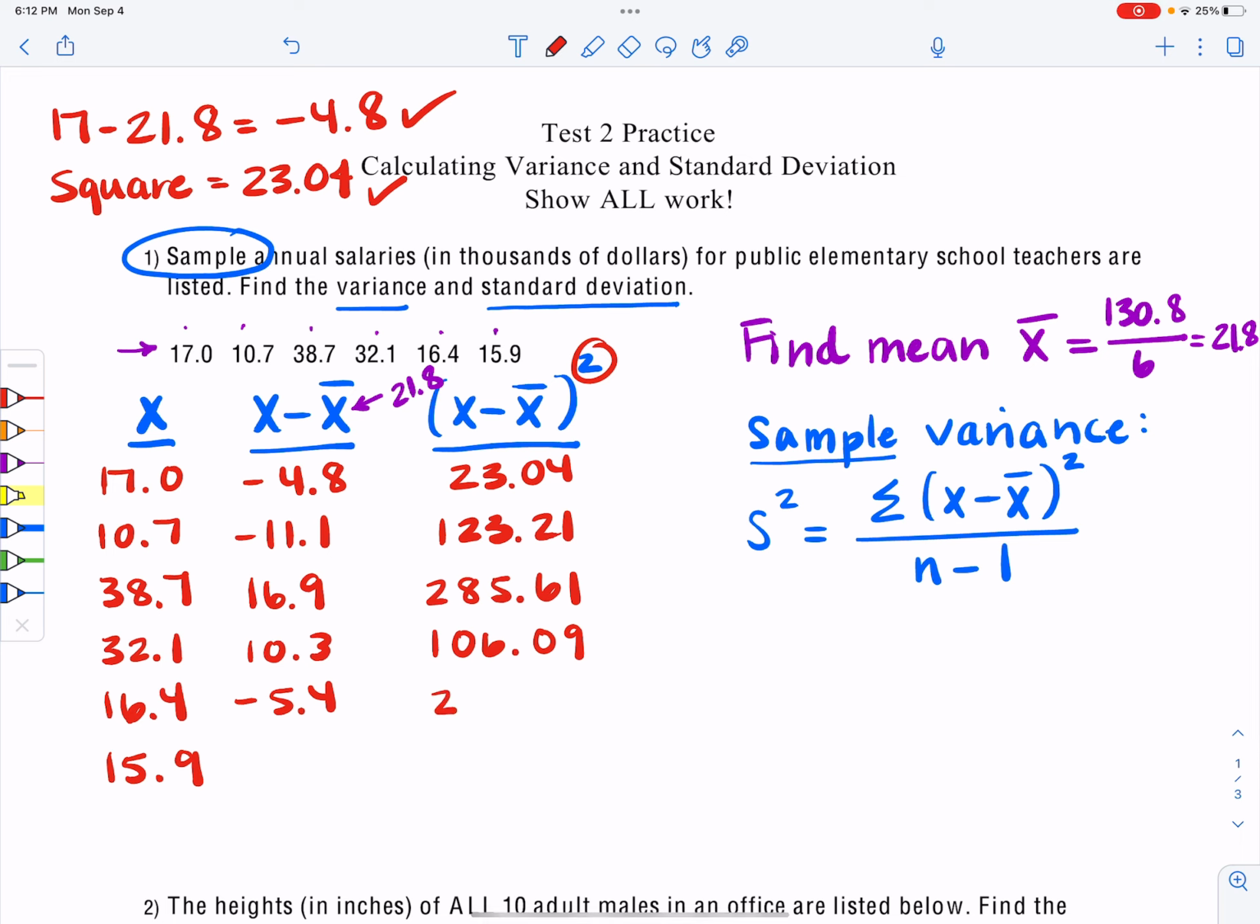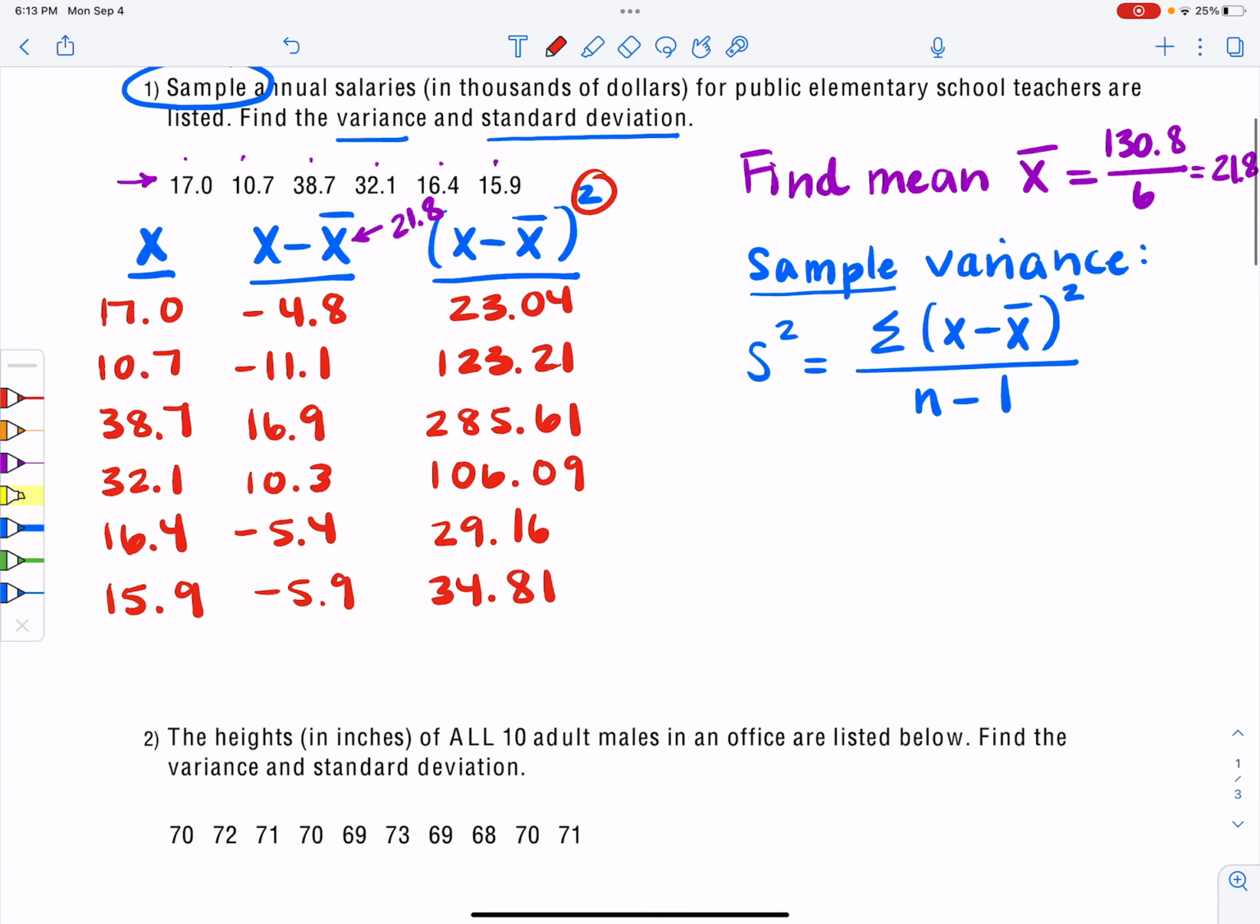Almost there. Last value is 15.9. Subtract that mean of 21.8. That gives me a deviation. Then I'll square it and report that here. And remember, everything in your third column should be positive. When you square a negative number, it always turns positive.